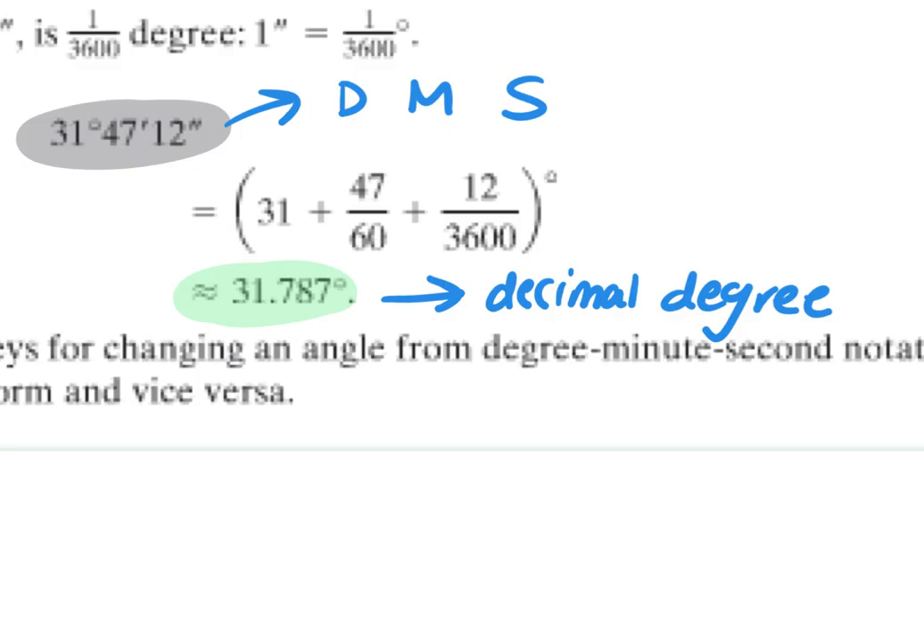The good news is you don't have to do this because you can convert it to decimal degree and then graph it like normal, okay? So this part is your degree. That part we will never change. We'll keep it as whatever it is.